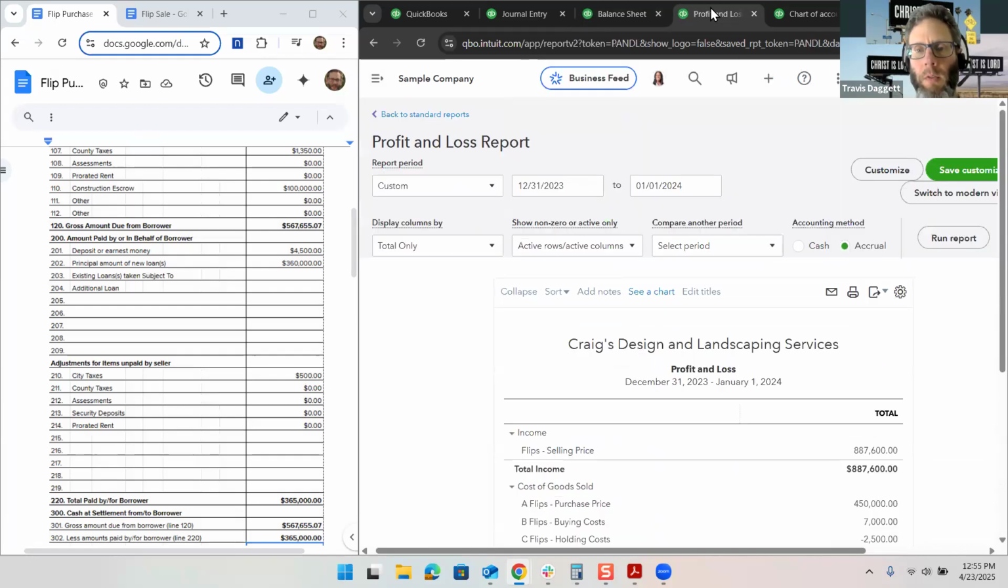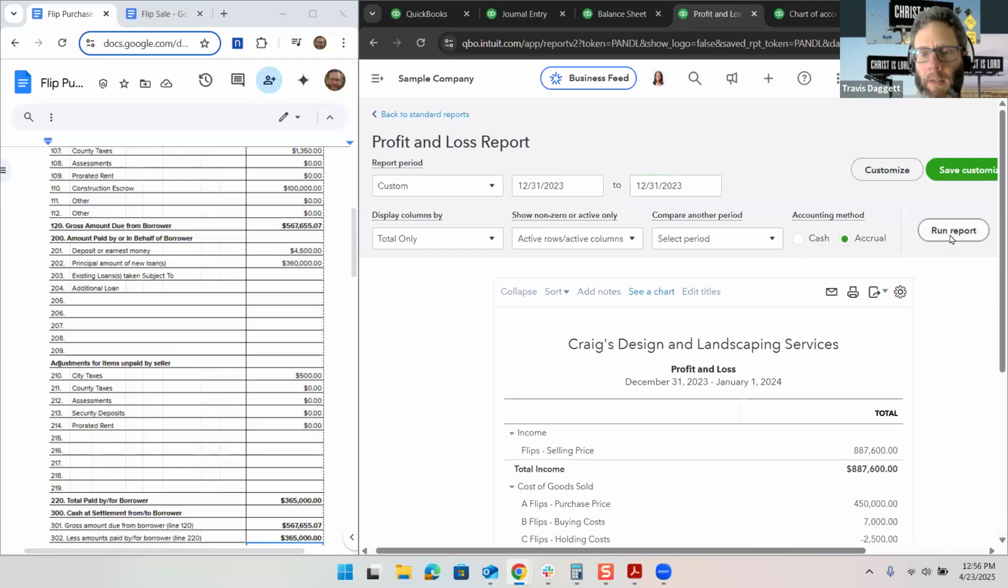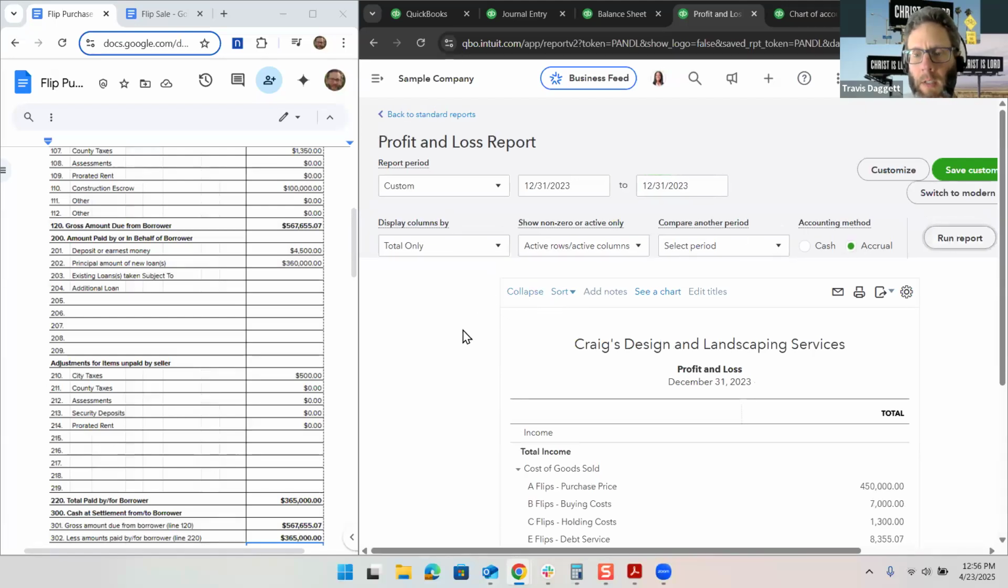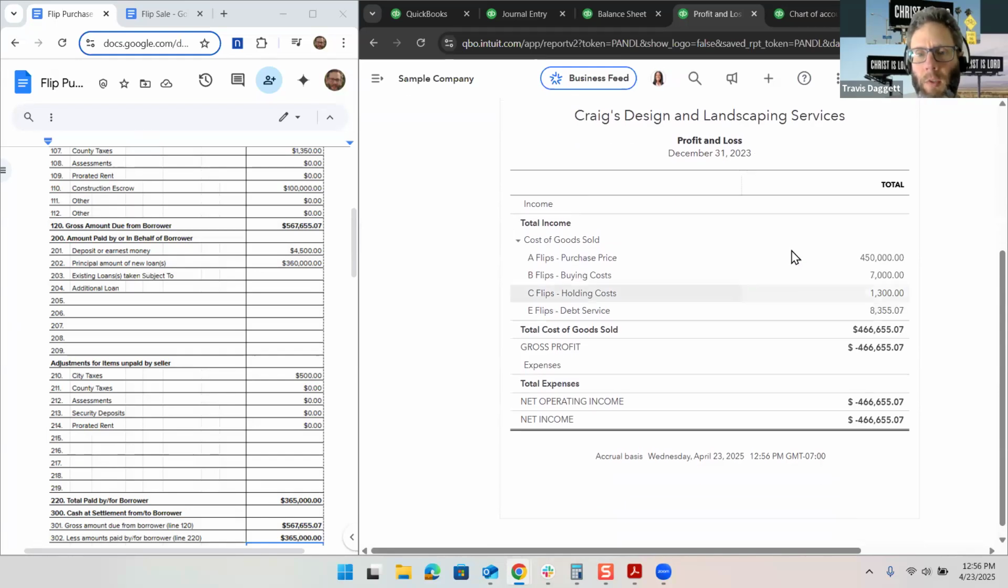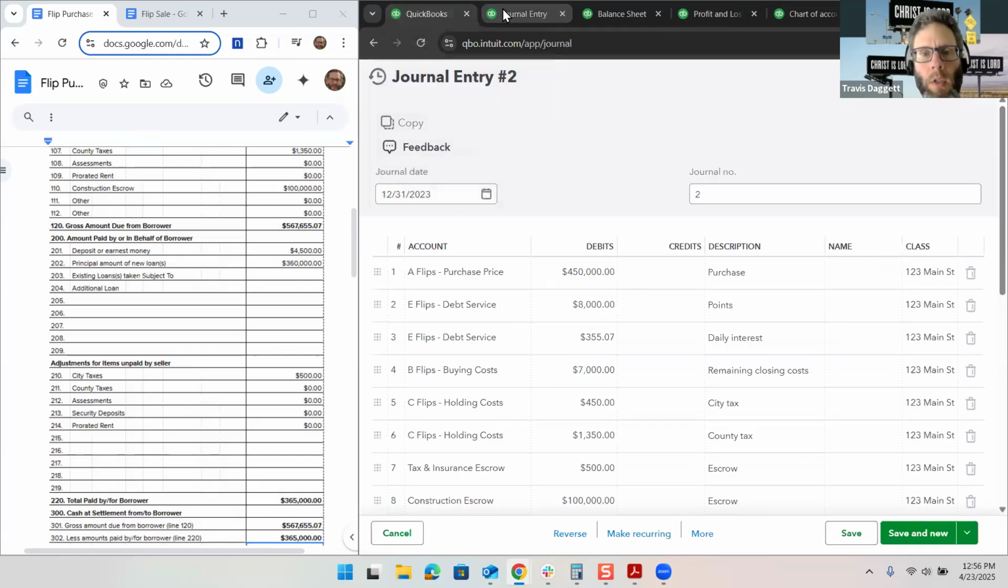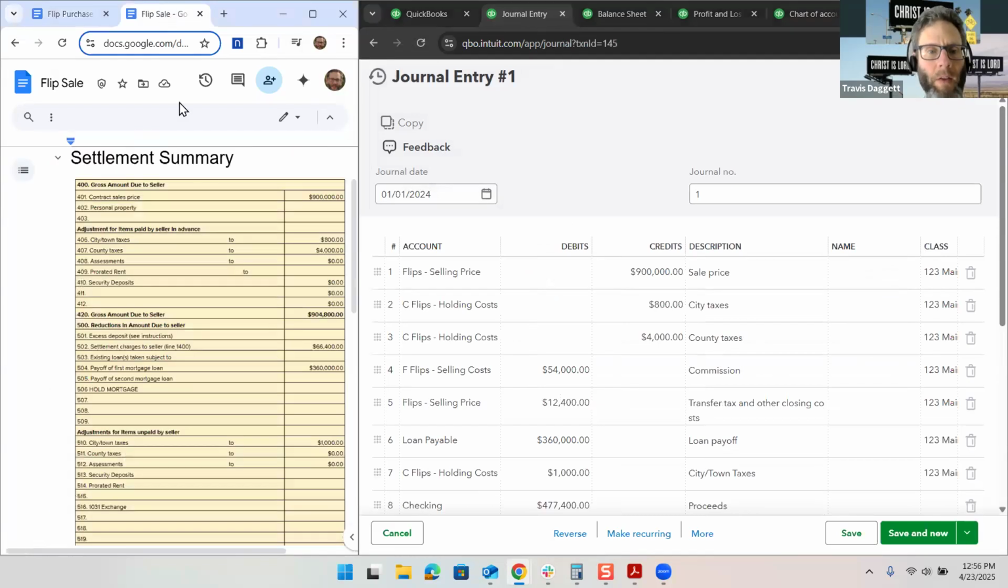That all looks correct. Let's look at our P&L as of that date. So you see our purchase price here, buying costs, holding costs, our debt service. Of course, we have a negative gross profit at this point. Makes sense. Now let's move to our sale.